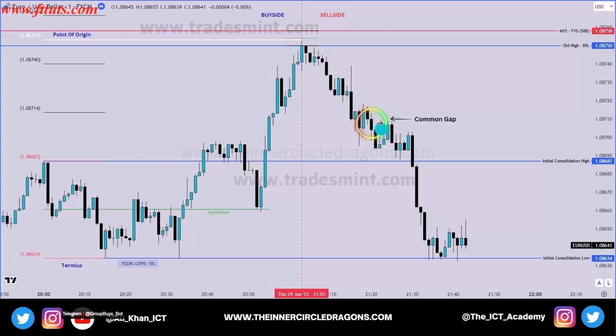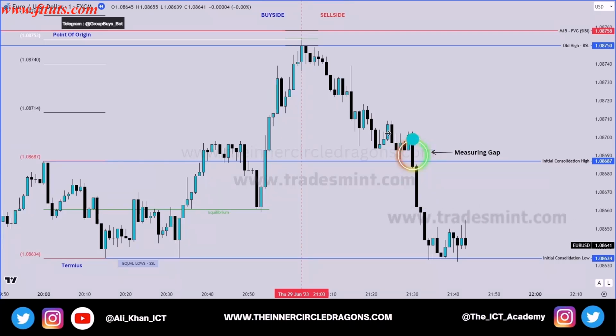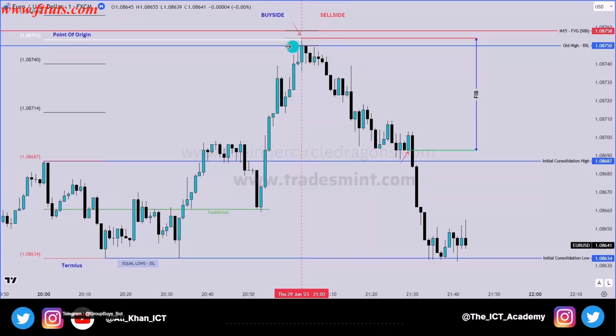We have a small common gap after the breakaway gap, which is completely filled here. And then below the common gap, we have a measuring gap, which has remained open. Notice how this measuring gap on the sell side of the curve overlaps with the measuring gap on the buy side of the curve.